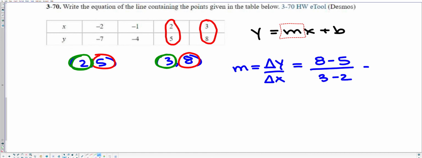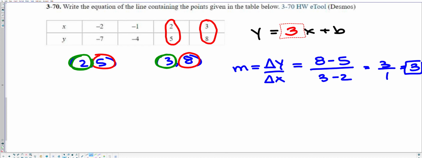So 8 minus 5 is 3, and 3 minus 2 is 1. Our slope is 3 over 1, or we can just say 3. So in y equals mx plus b, the m is just 3. Instead of m, I can just write down 3.